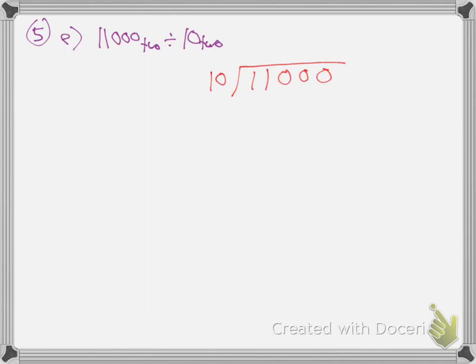1, 1, 0, 0, 0. It's all base 2, though. Okay, so what do you do? What was I saying you do before you long divide in a foreign base?